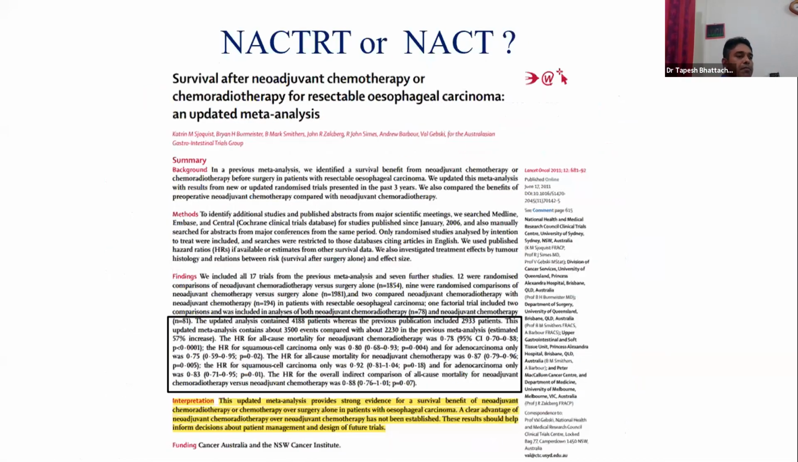Then came the important meta-analysis by Sjoquist. This was an updated meta-analysis published in 2011, from the Australian group. What they are saying, they contain 4188 patients, whereas the previous publication had only 2933, and they interpreted that the hazard ratio for all-cause mortality for neoadjuvant chemoradiotherapy was 0.78 for squamous cell carcinoma.